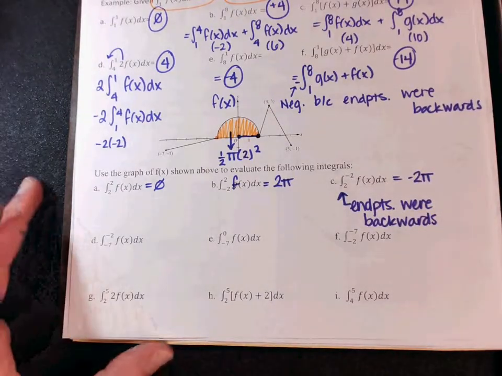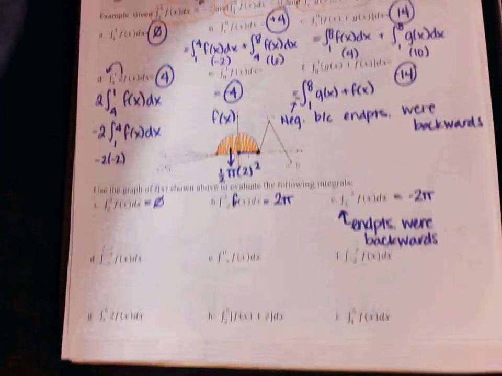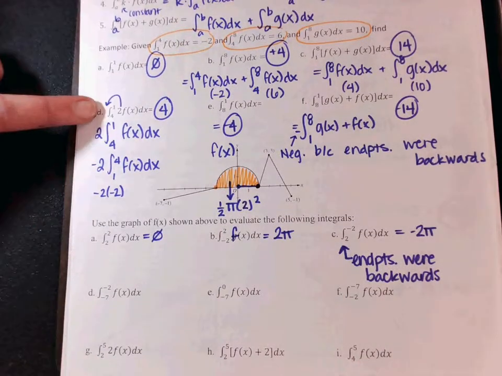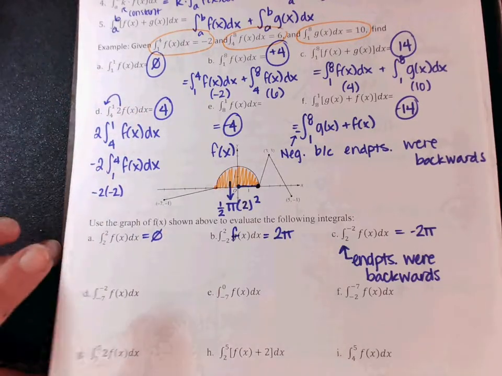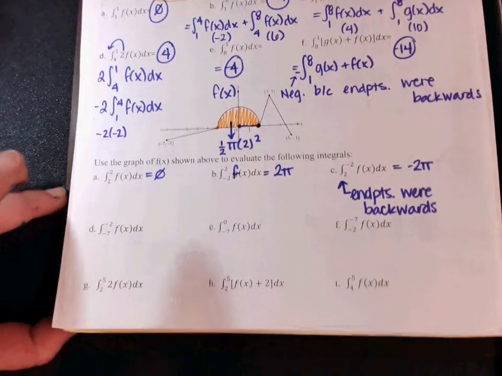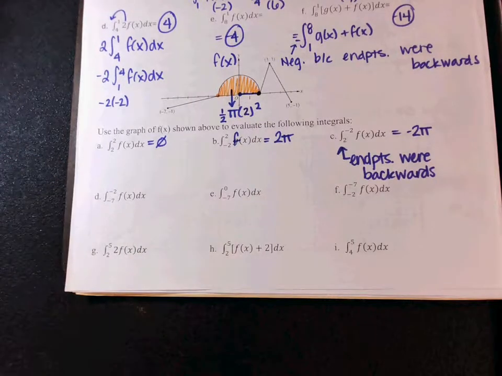Okay? Now, if you want to do, in this example we did up here, how we rewrote everything to show the properties, that's fine, but it's not necessary. As long as you know what you're doing, you don't have to flip it and put the negative in the front. That's fine. Okay, go down to letter D.